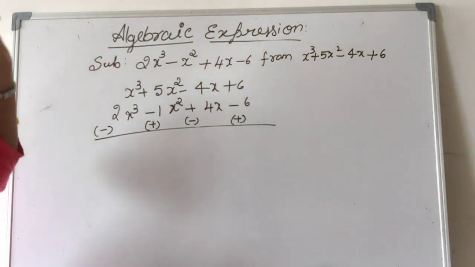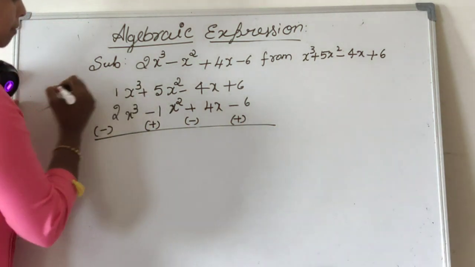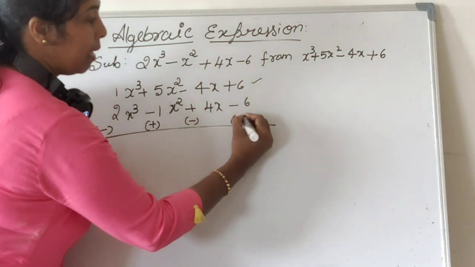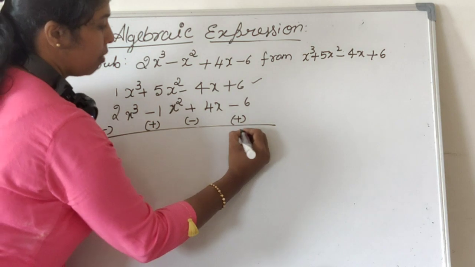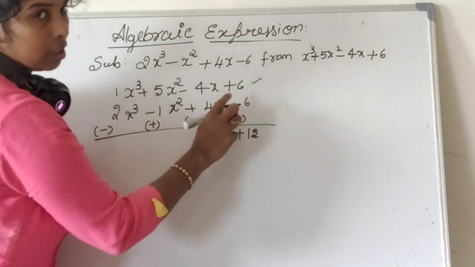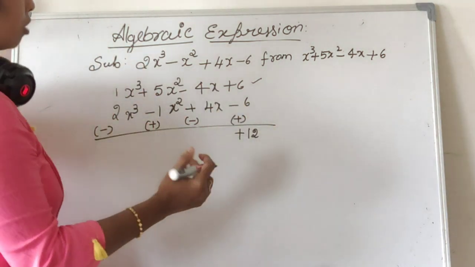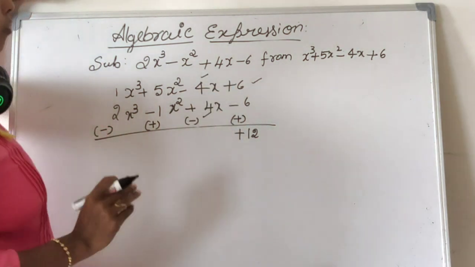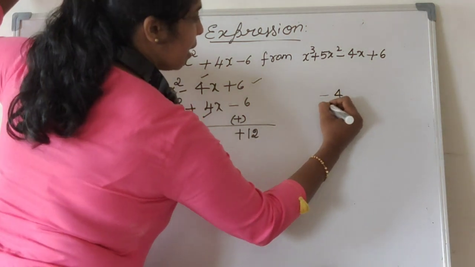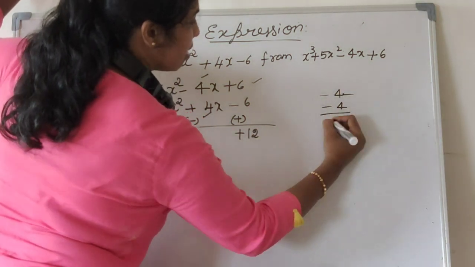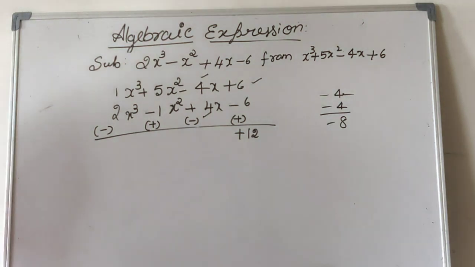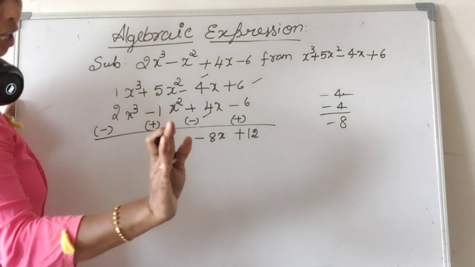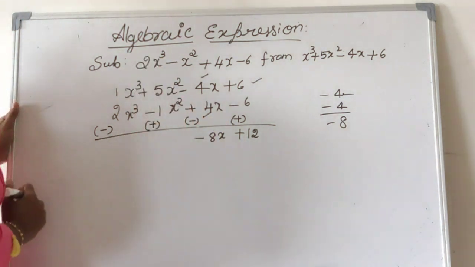Understood? See carefully, here nothing is there, I write 1. Okay, now start. Plus 6, now change the sign: plus 6. 6 plus 6, 12. Don't look at the negative sign; that is finished, you cannot count it now. Now minus 4, change the sign: minus 4, both are minus. Both are minus means we add, but the sign is minus: minus 8x. Variables you cannot add with constants.